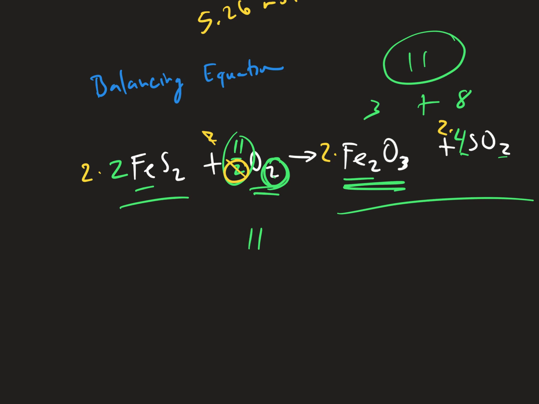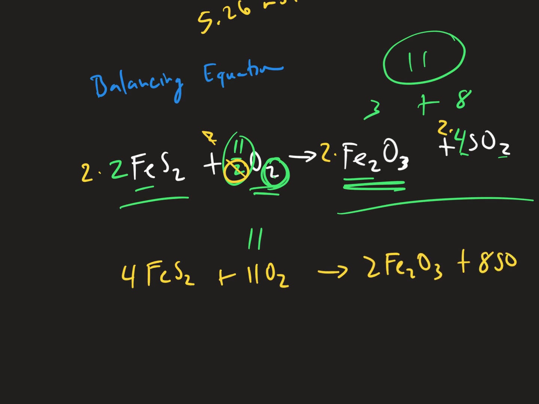If we multiply everything by the same number, it's still balanced, right? And so that's going to be 4FeS2 plus 11O2 gives us 2Fe2O3 plus 8SO2. Does that make sense? So if you can balance it with fractions or decimals or whatever, then do it, and then try to get rid of that fraction or decimal.